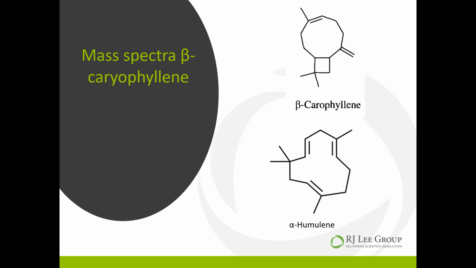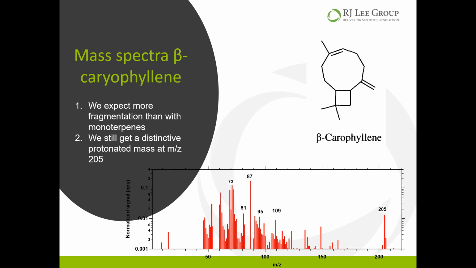Another one is beta caryophyllene or alpha humulene. These are sesquiterpenes, they are not monoterpenes anymore. And as you can see here on the next slide, with the beta caryophyllene you see a lot of different masses. You have the fragmentation pattern. You see a lot more fragmentation than the monoterpenes. But again, as you see on the far end, you have a very distinct protonated mass of 205 that can be used for quantitation and identification of these terpenes. Next slide, please.